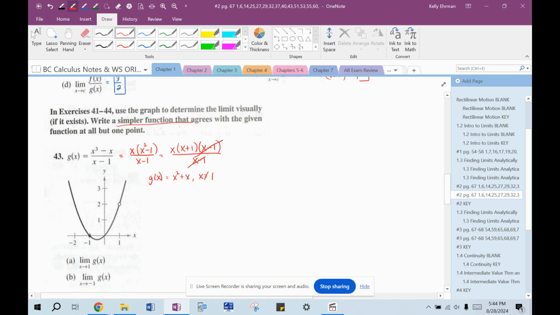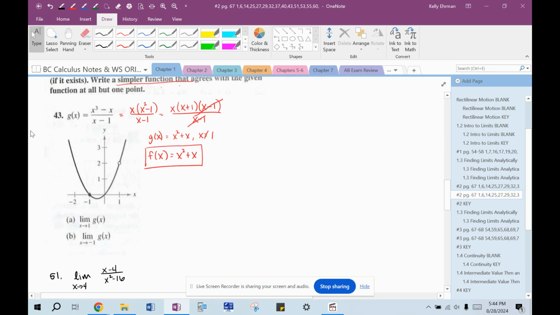So all they mean by write a simpler function that agrees with the given function at all but one point, if I just say, okay, f of x is just x squared plus x, no restriction, that would be the same parabola and it would fill in the hole right there. So you don't have to get crazy. That basically just means, hey, simplify g of x and call it something else. I chose f of x. Okay, and then we can still just use this graph to find these limits.